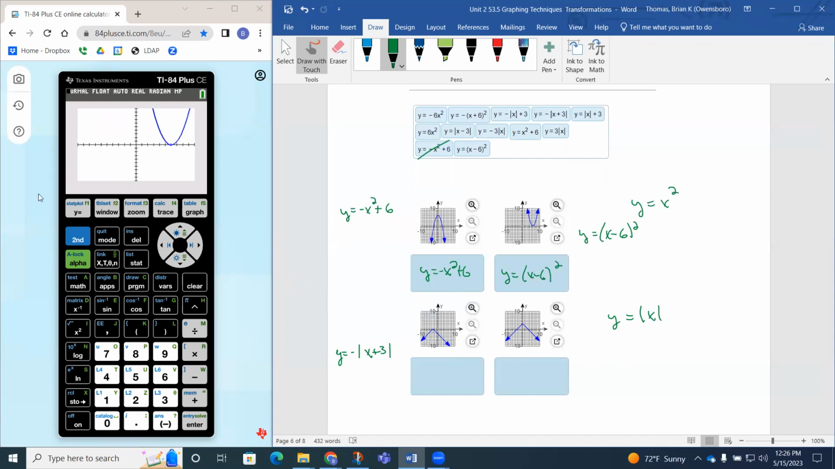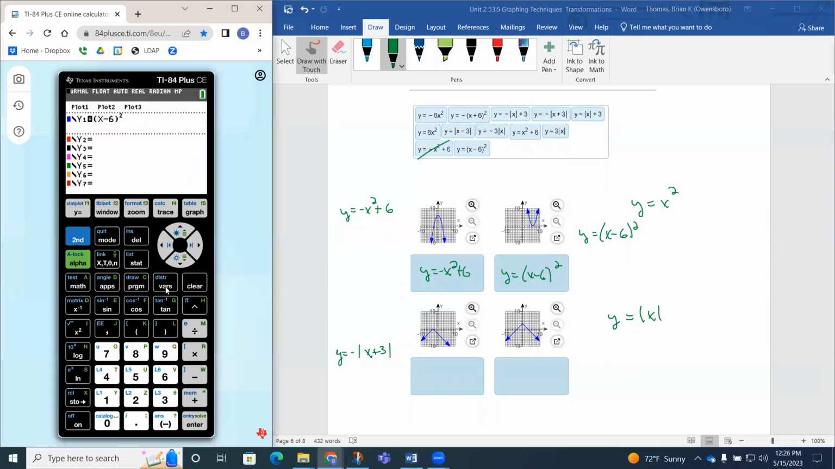If we check that one out, the negative should make it open down on the outside because that's a reflection over the x-axis. So I put a dash there, hit the math button, go to number. Number one is the ABS, or absolute value. I put the x plus three in there, then come out of there, and hit graph. It does mirror what that one's doing.